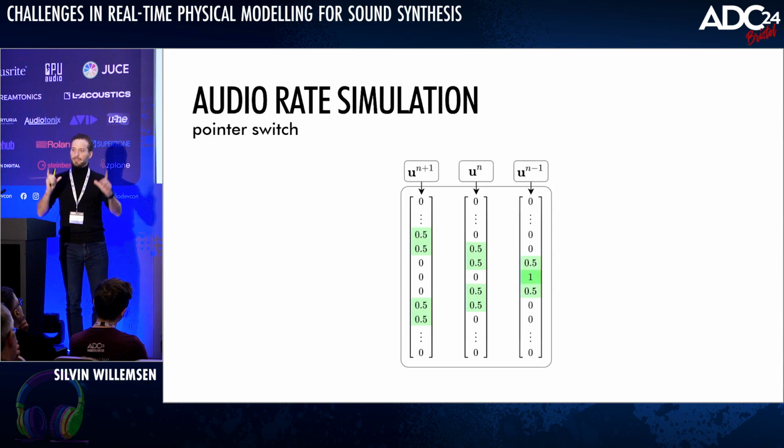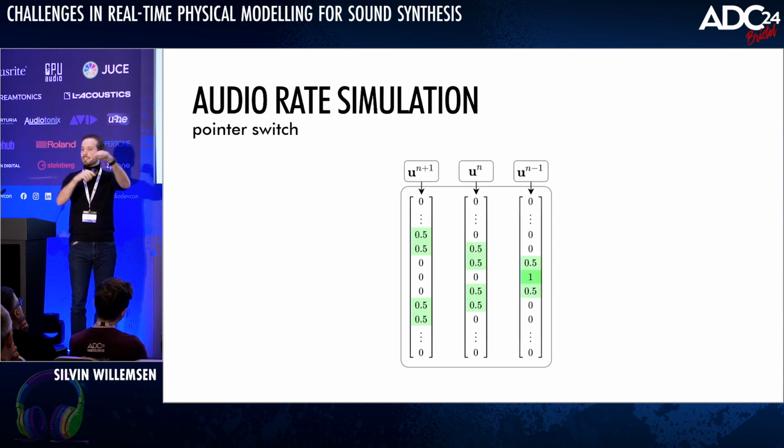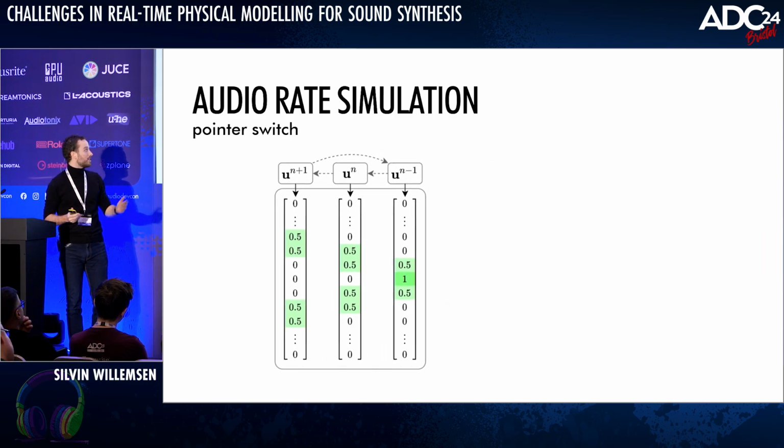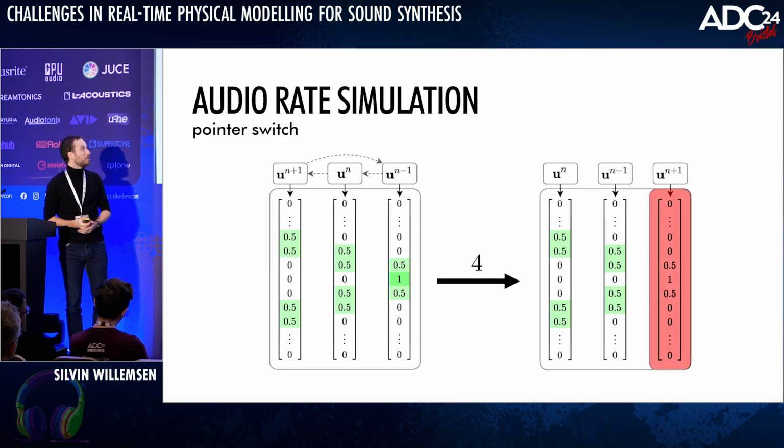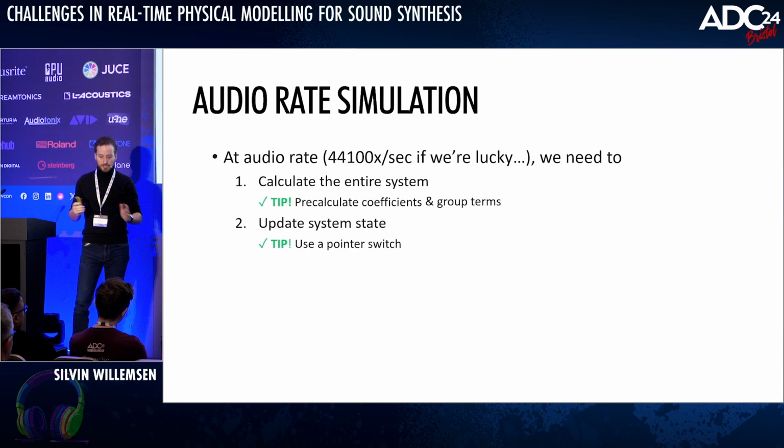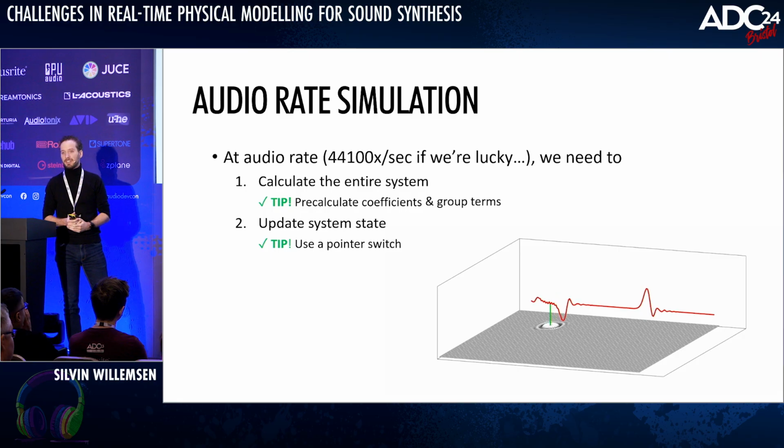What we can also do is to have a big container and have some pointers pointing to the various u next, u current, and u previous, and just do a simple pointer switch. And it doesn't matter how long your string is or how big your plates are. This is always going to be only four operations to do a switch with three pointers. And then here, this guy will be overwritten. So yeah, the pointer switch is important, and for a simple string model of 30 points, this is not going to make a big impact on your CPU, but especially if you have bigger systems like this with plates and getting into thousands of grid points, this is really going to help your CPU.